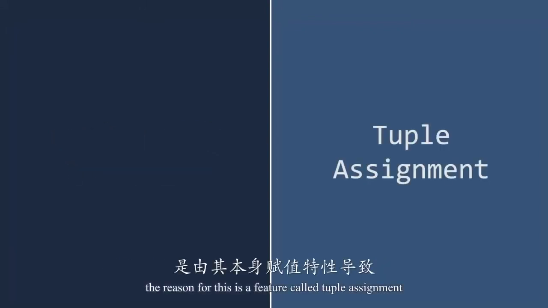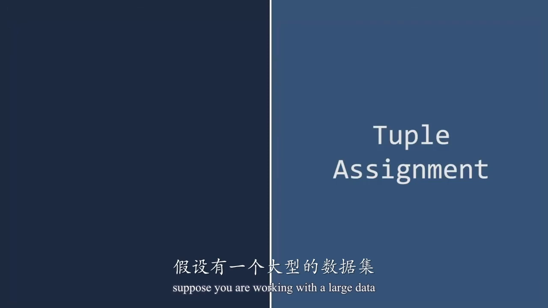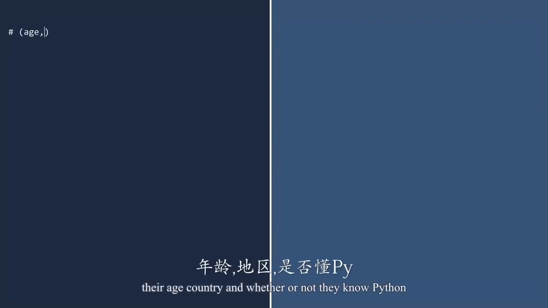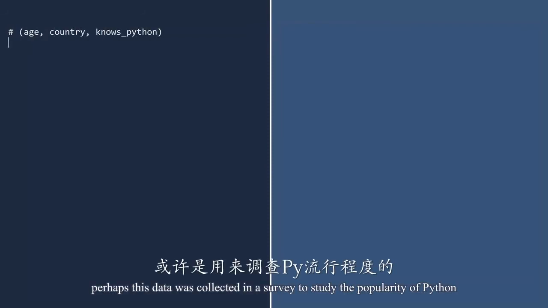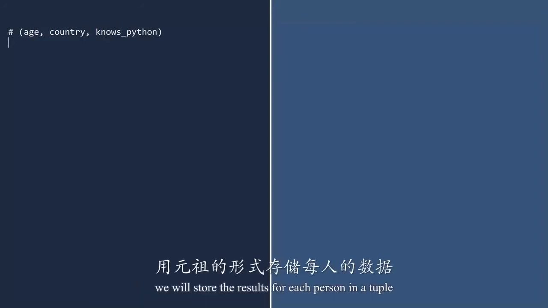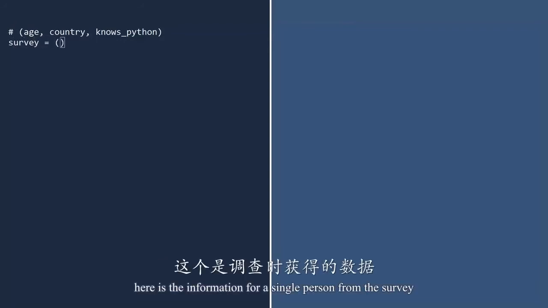Let's now examine the eccentric behavior of tuples with one element. The reason for this is a feature called tuple assignment. Suppose you are working with a large data set containing 3 pieces of data about each person: their age, country, and whether or not they know Python. Perhaps this data was collected in a survey to study the popularity of Python. We will store the results for each person in a tuple. Here is the information for a single person from the survey.